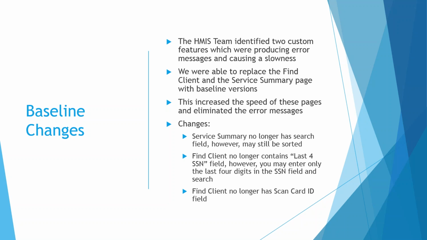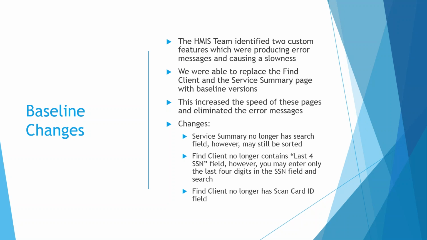On the Service Summary page, previously you would have the option to search for a specific service. Unfortunately, that was a custom feature which was removed when we went to the baseline version. However, you do still have the option to sort the list of services. For example, if you're looking to see if a client has received rental assistance services, you can click on the column header, which says service, and it will sort it from A to Z for you. So you can scroll through and find those rental assistance services. It will also have the date on there for you, so that you can see the date of the last rental assistance service as well.